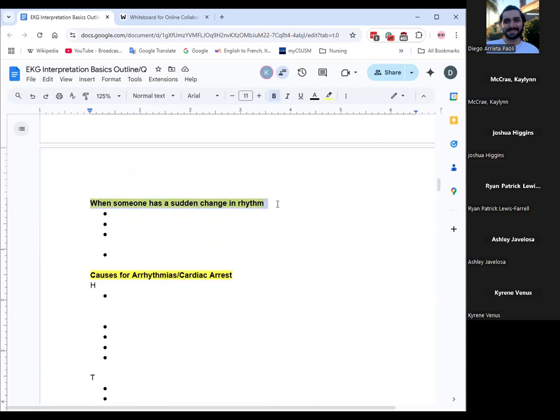So here, it's basically a question for you guys to answer: when somebody has a sudden change of rhythm, what are some things you want to do? Get an EKG, okay? Yeah, these are all good. Eyes on the patient.